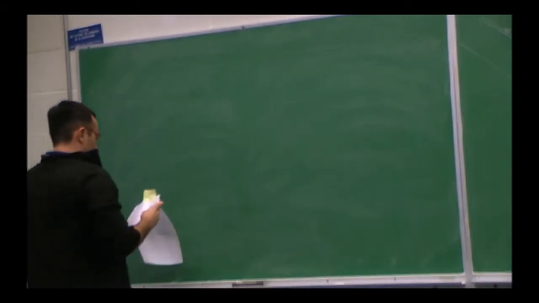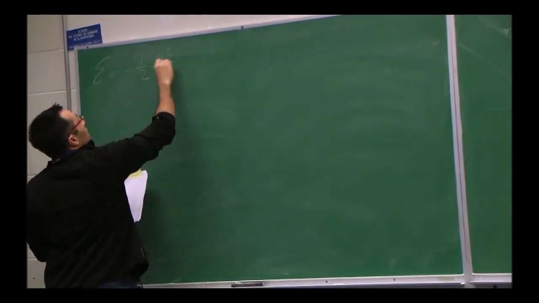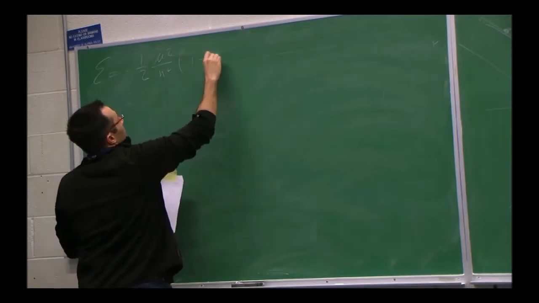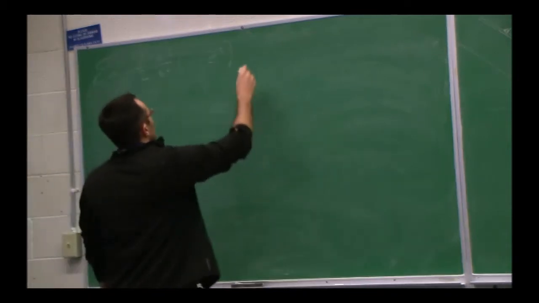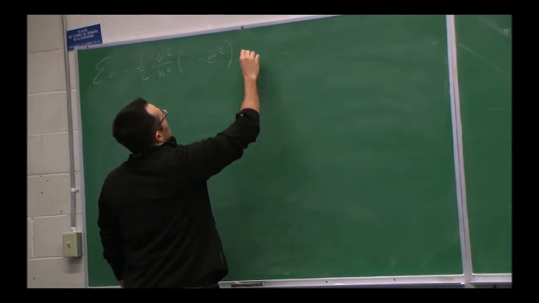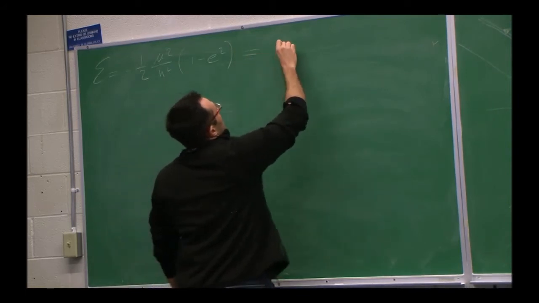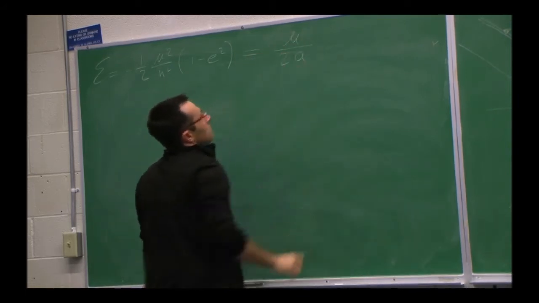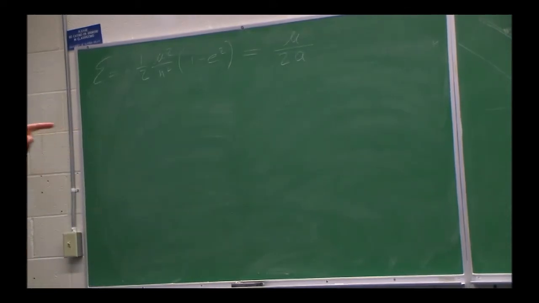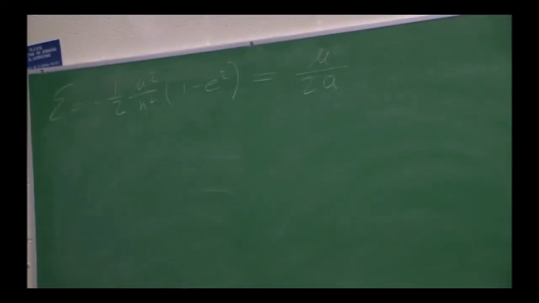Well, your energy is still the same. Still what we had before. You start from minus 1 over 2 mu squared over h squared, 1 minus e squared. And if I compare with that expression that I have for A, something that we have done with the parabola, for the ellipse as well, you can show that this is mu over 2a. Just compare A and that expression: they have the h, the mu in common, the e squared minus 1, flip it, change the sign. It's nothing new.